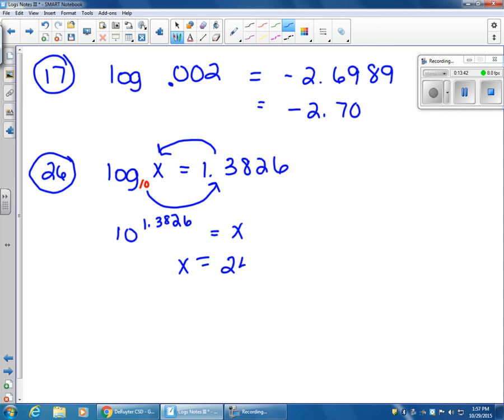So we have 24.13237. So if we round to 4 decimal places, it'll round up to 24.1324.